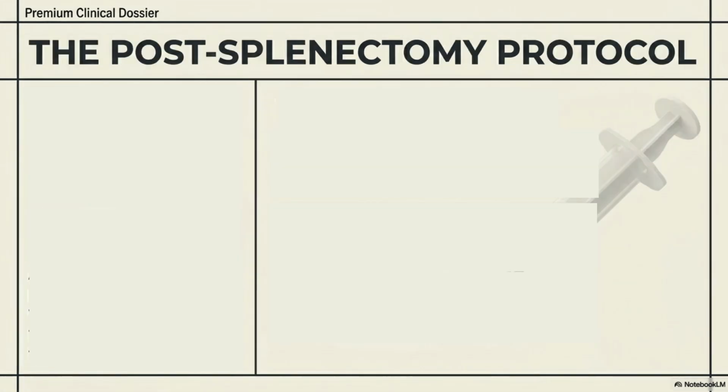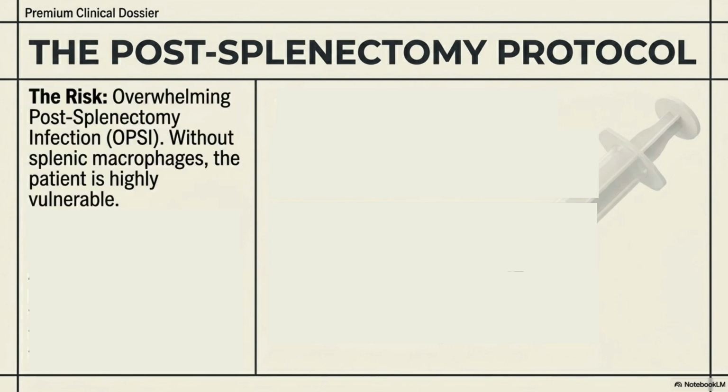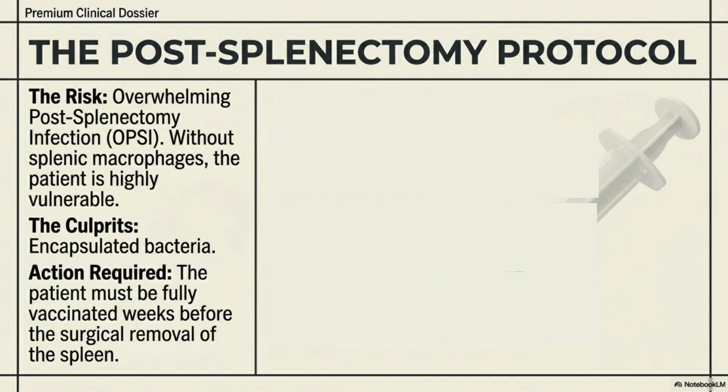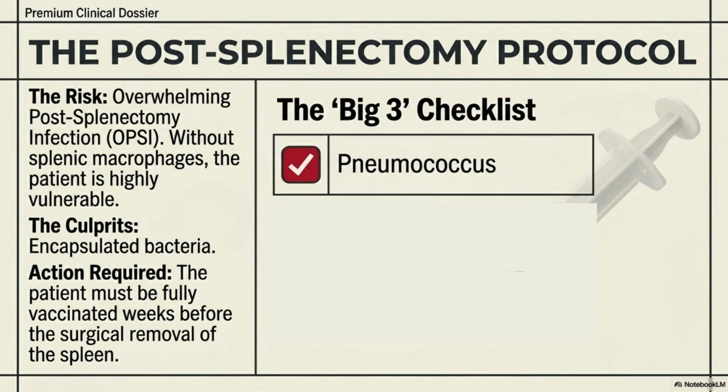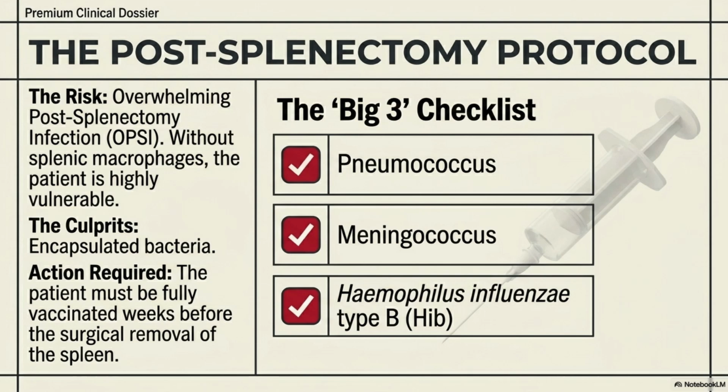Another premium clinical dossier covers the post-splenectomy protocol. The risk here is overwhelming post-splenectomy infection, or OPSI. Without splenic macrophages, the patient is highly vulnerable. The culprits are encapsulated bacteria. The required action is that the patient must be fully vaccinated weeks before the surgical removal of the spleen. Our big 3 checklist includes the pneumococcus, meningococcus, and Haemophilus influenzae type B vaccines.